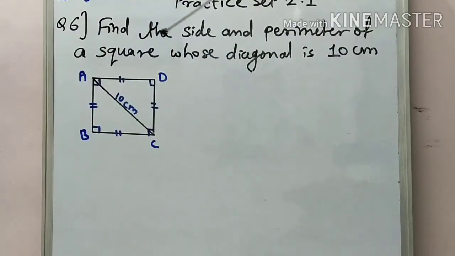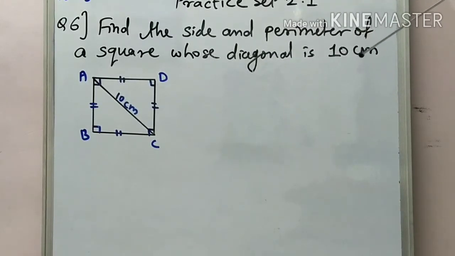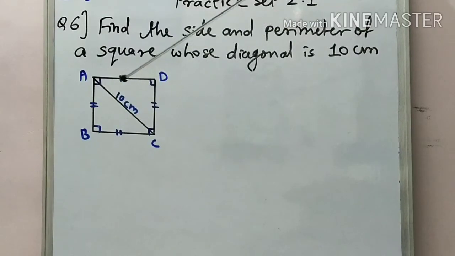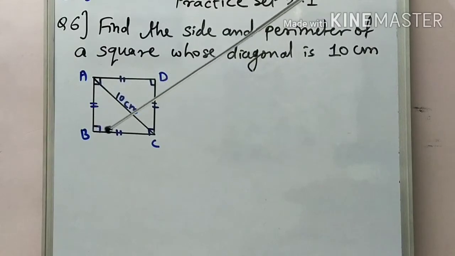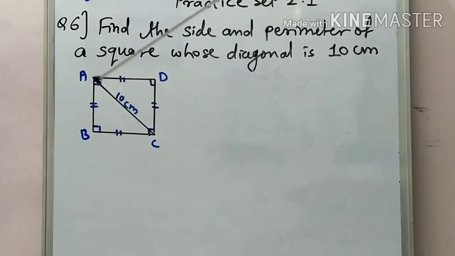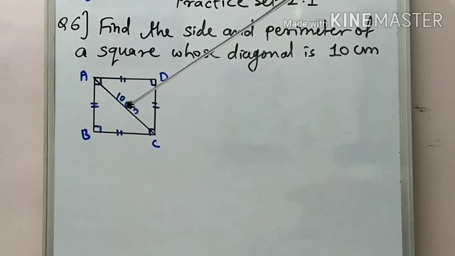Sixth example is: find the side and perimeter of a square whose diagonal is 10 centimeter. Here, first we draw a square and name it ABCD. According to the property of squares, all sides are congruent, so we show it by the symbol, and all angles are right angles. Here we draw one diagonal AC, which is given as 10 centimeter. To find the length of the sides of the square, students, pay attention.